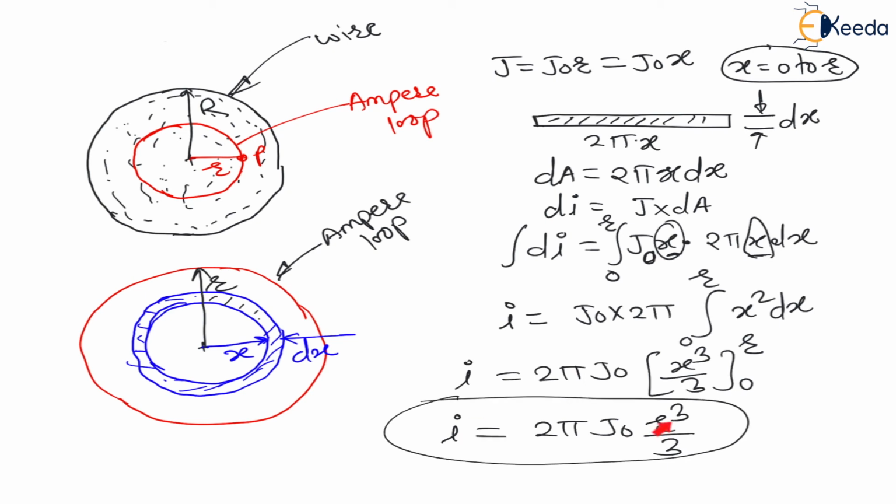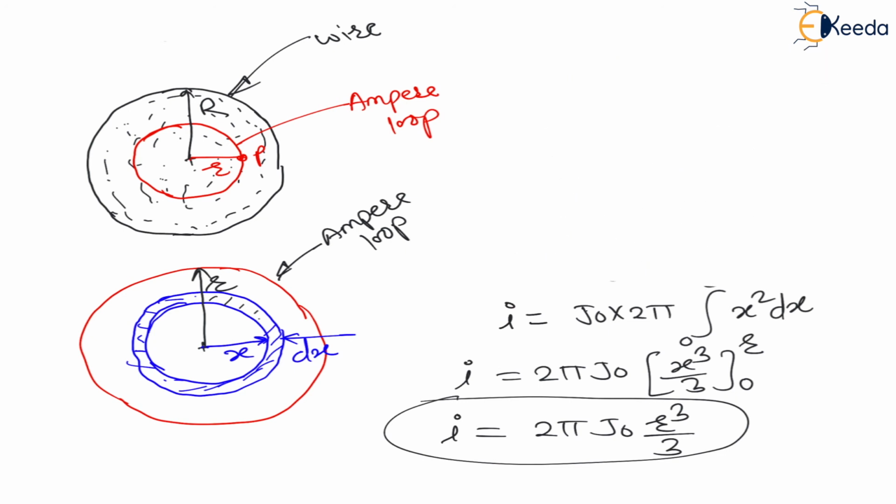Now this r changes from 0 to capital R, which means maximum current will be on the surface, minimum current will be at the center. Likewise, the current is slowly increasing, right? Now this is I inside. Now let us use the formula. It is very simple, a direct formula we have to use. Now what was the formula? That is Ampere's Circuital Law.